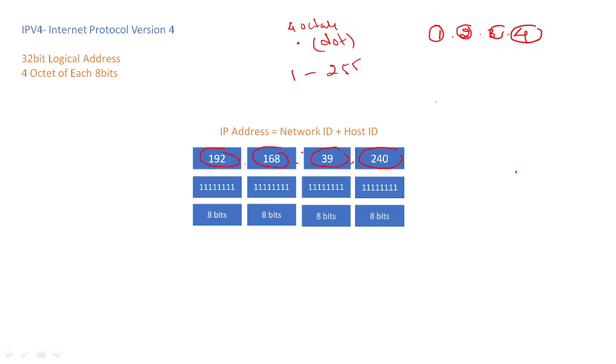Now I'll write one more. 100 dot 200 dot 250 dot 251. Is it an IP address? Yes, sir. Very good. Now 1 dot 100 dot 200 dot 300. This one? No, sir. Why is it no? 300 is out of 255. Exactly. Very good.